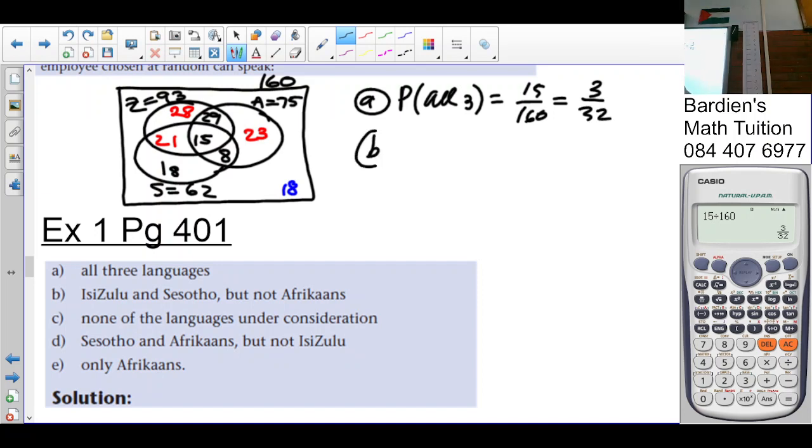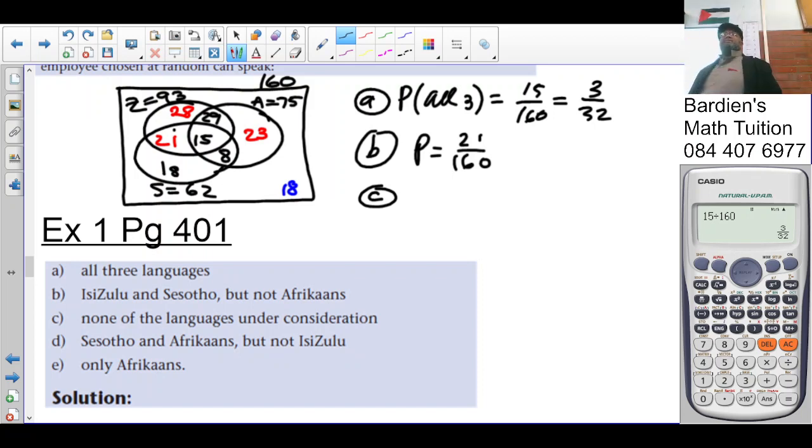B. isiZulu and Sesotho, but not Afrikaans. See, Zulu and Sotho, but not Afrikaans. So it's going to be that 21. Can you see that? The probability will be 21 over 160. I think that's in the simplest form. C. None of the languages under consideration. How many are not in any of the languages considered here? 18. So it's going to be 18 out of 160, which is 9 over 80.